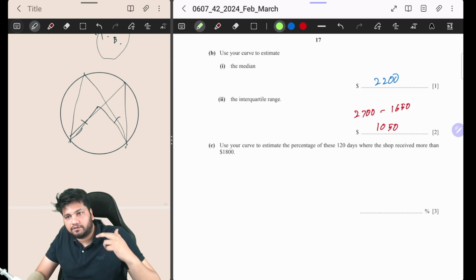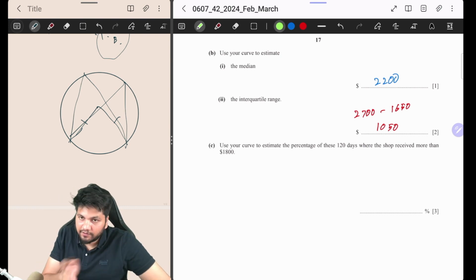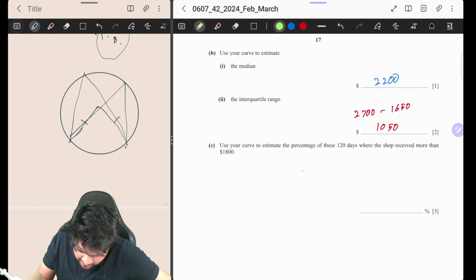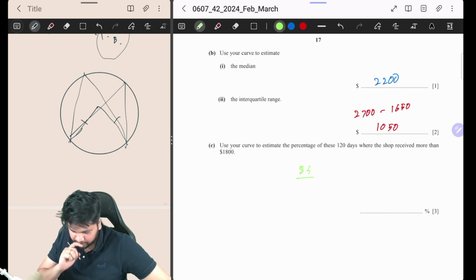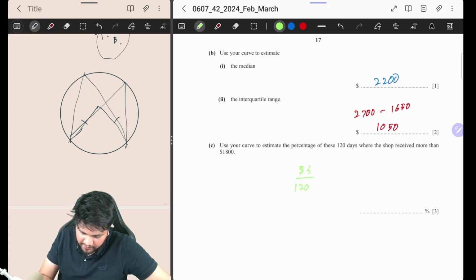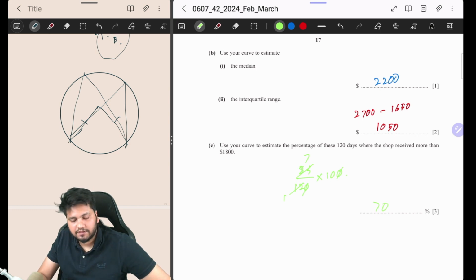We are talking about receiving more than 1800, so it's going to be 120 minus 36, which is 84. 84 by 120 into 100, that's going to be the percentage. So it's going to be 70%. That's our answer.